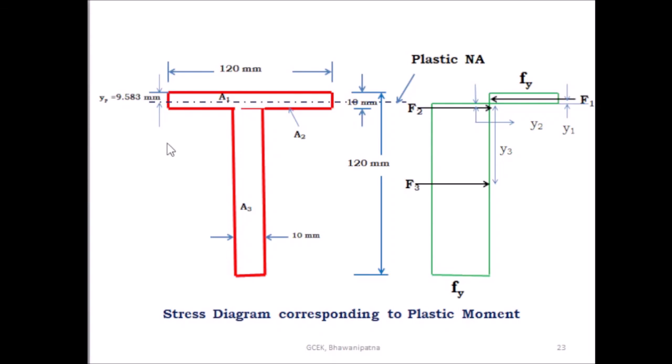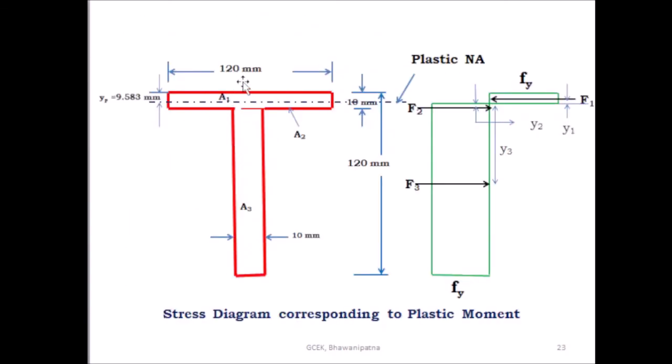Because here you see what is the area of this portion. The compressive area is equal to the tensile area. The area of the tension side is equal to the area of the compression side. So here this is A1, the area you have to find out. This distance is yp, and the flange width is 120. So 120 into yp is equal to A by 2.